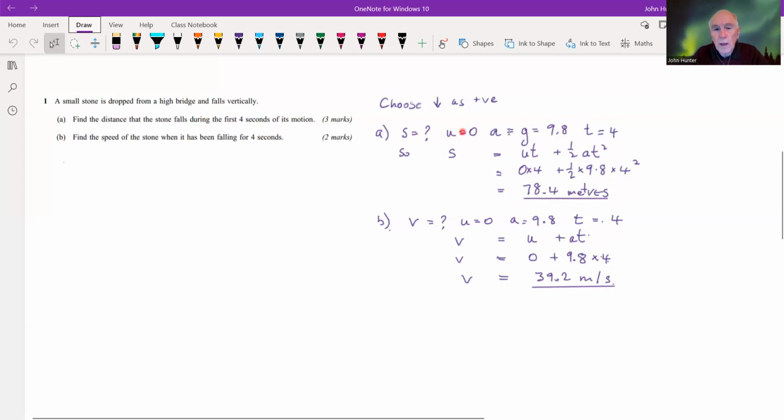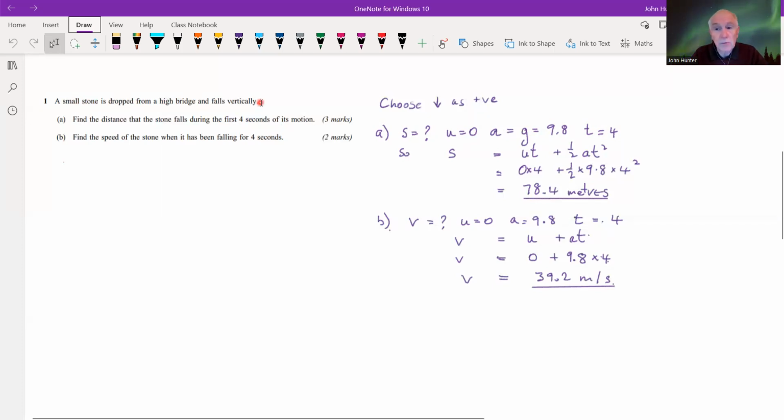In the normal way of solving problems with equations, and it comes in with these kinematics equations, of course, what we want to do is to write down what we know and what we don't know. And so we're looking at this. A small stone is dropped from a high bridge and falls vertically.